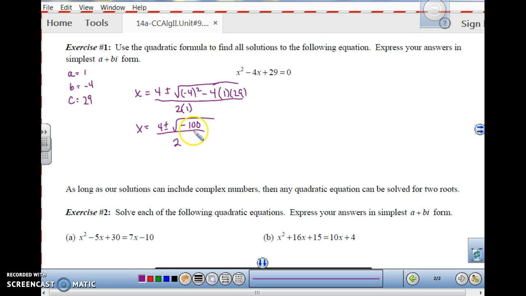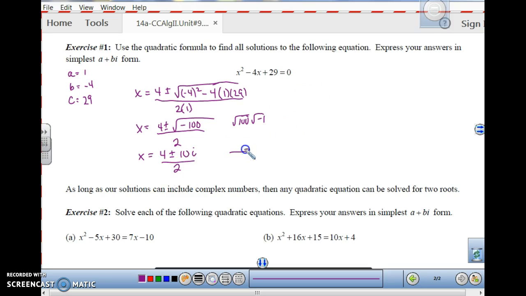Okay, now we can simplify negative 100 because remember, if this is complex, if it's negative under the radical, the square root of negative 1 is i. So this is actually the square root of 100 times the square root of negative 1. So this is actually going to be 10i all over 2.